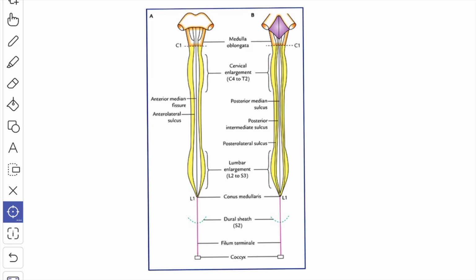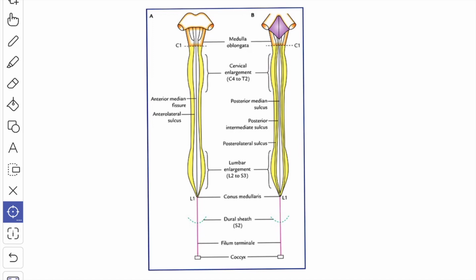The anterior median fissure is deep and extends along the entire length of the spinal cord, and the anterior spinal artery runs in it. The posterior median sulcus is a faint longitudinal groove. From its floor, a septum of neuroglial tissue, that is the posterior median septum, extends into the substance of the cord to a variable extent.